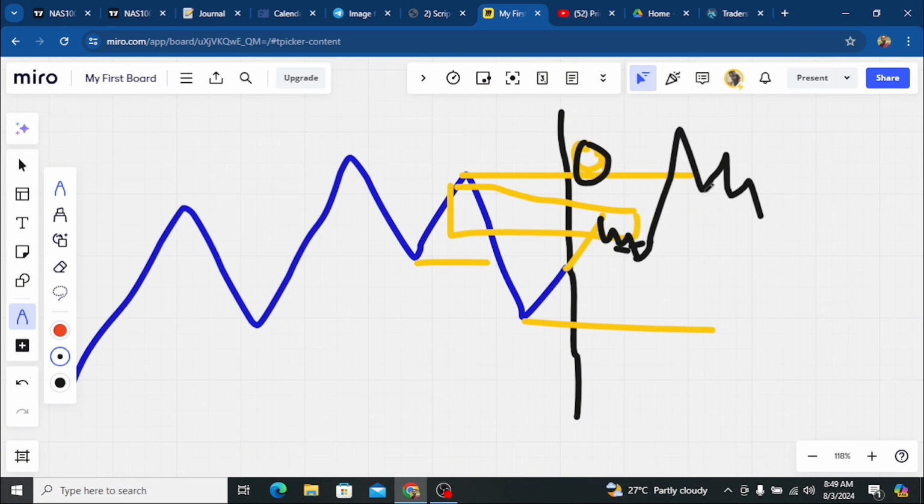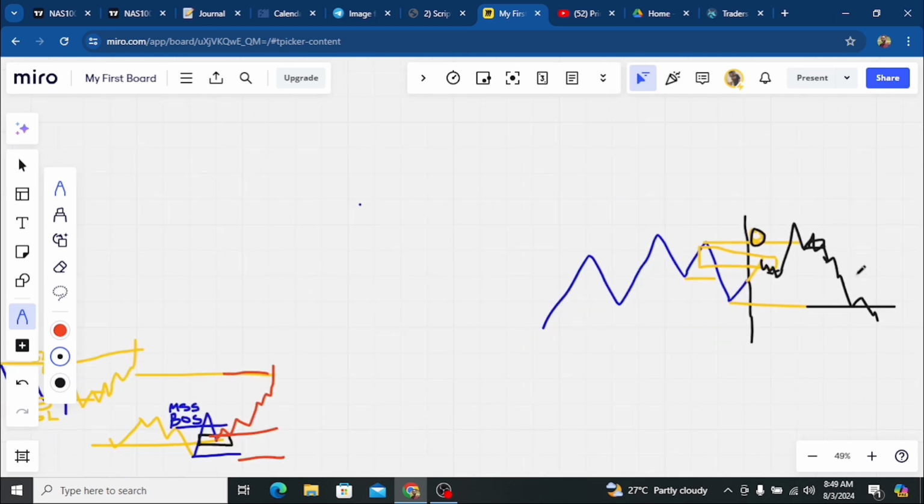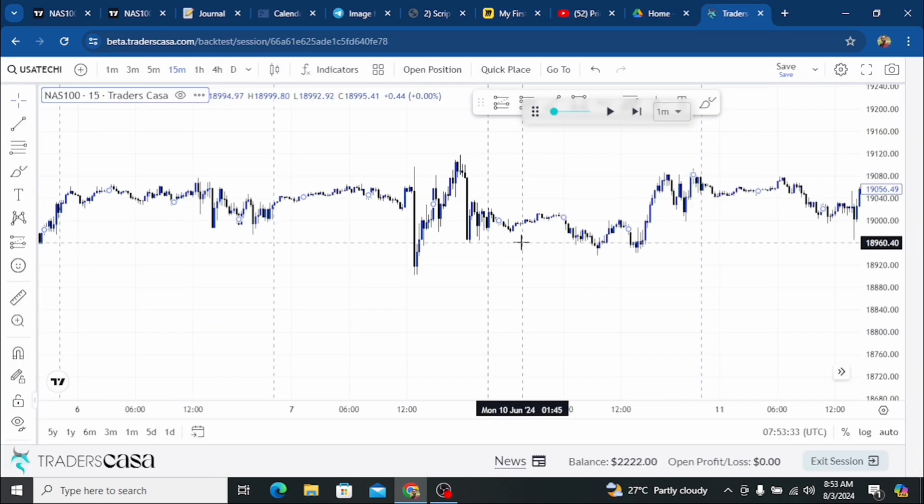All right, with the ideal setup, have your trade triggered in your fair value gap and then ride the market all the way to these lows. Very simple. Okay, so let's go to the chart and see, we got a couple examples.